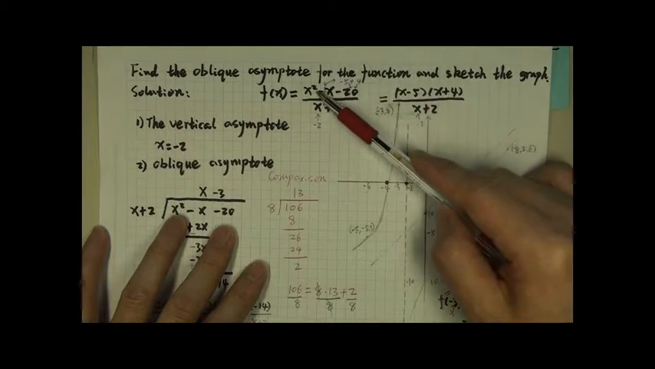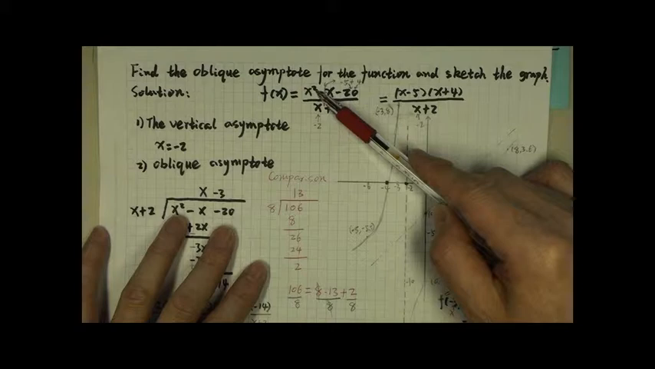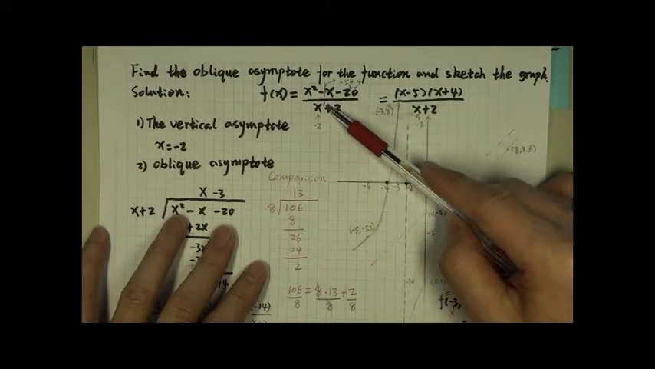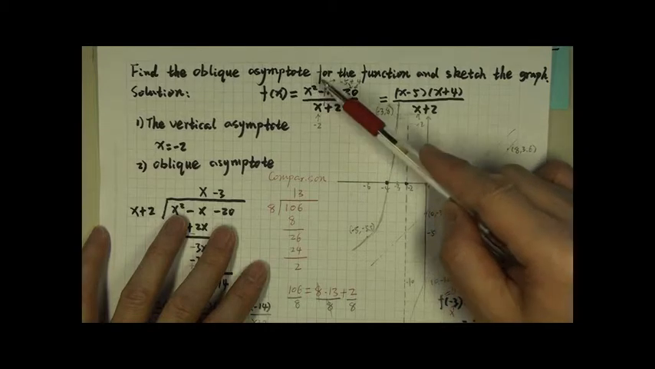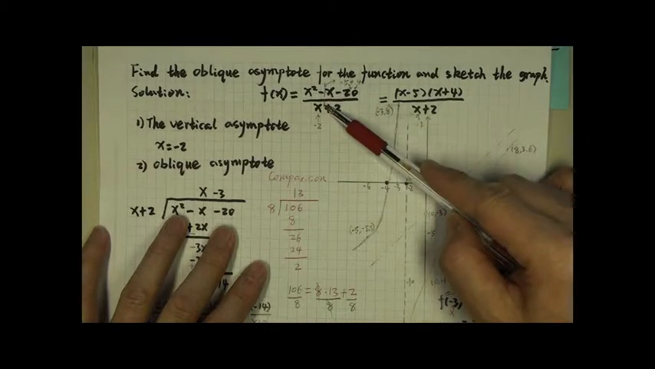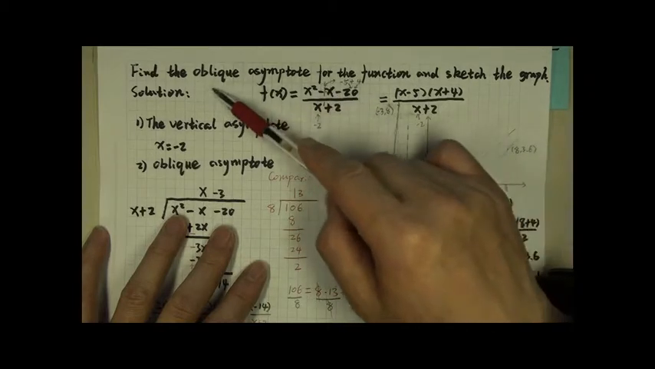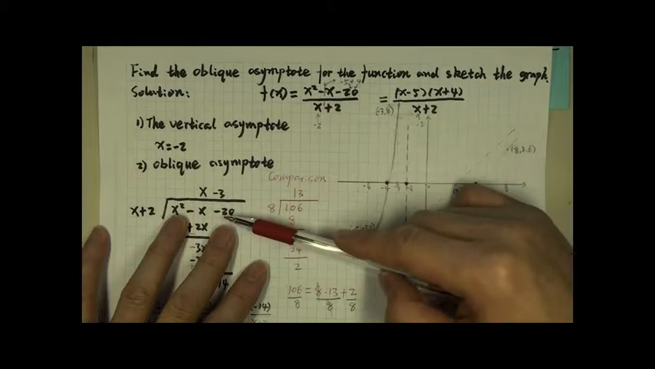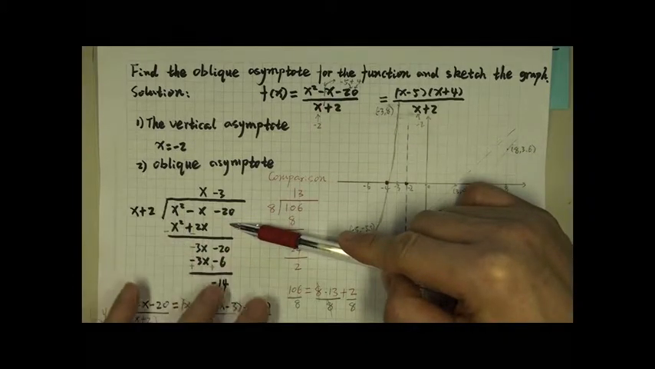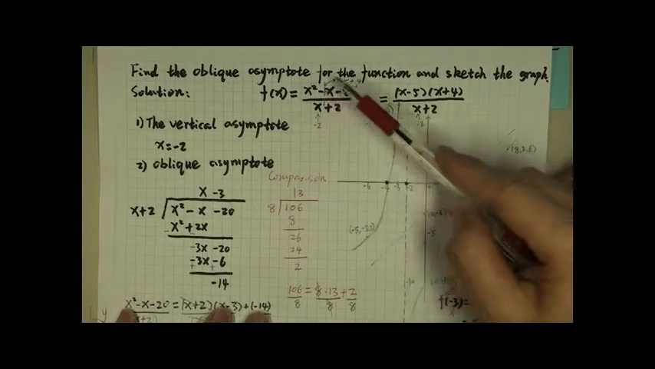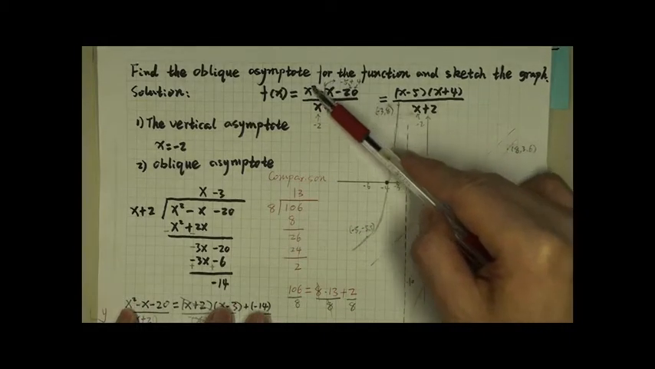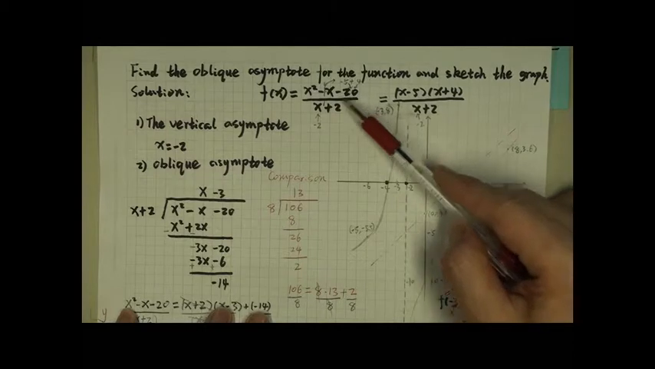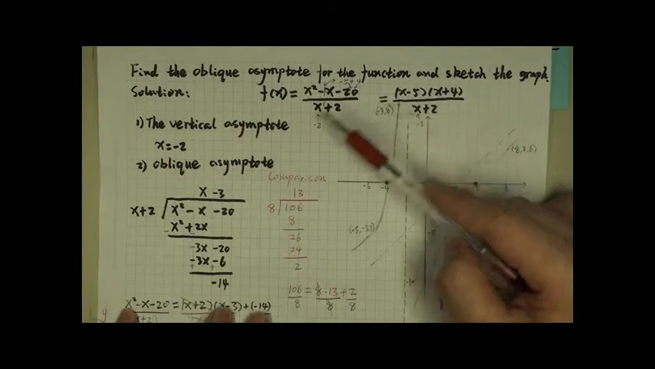Since here the exponent of the numerator is 2, the exponent of the denominator is 1, 2 is greater than 1, then we don't have a horizontal asymptote. We only have an oblique asymptote. How to find it? Here is the way. It's basically the numerator x squared minus x minus 20 divided by x plus 2. You do division.